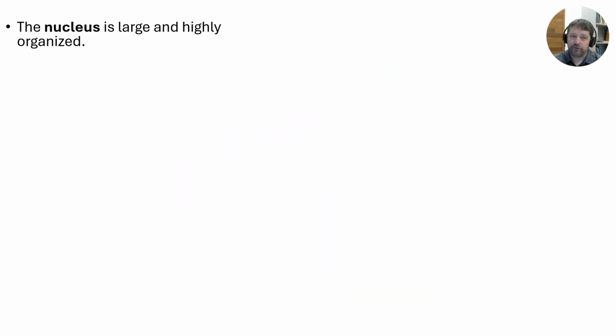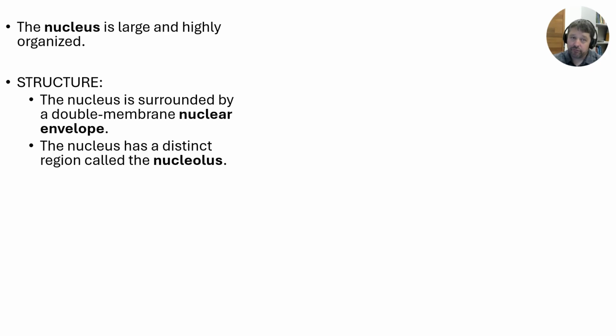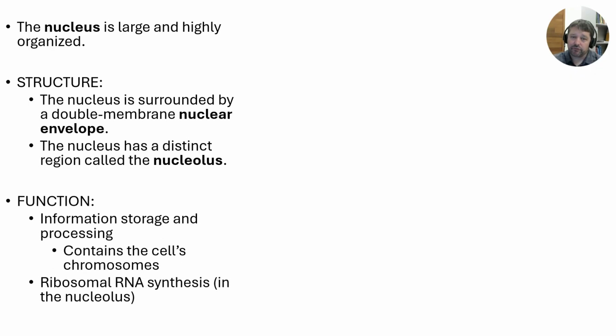All right, so let's dive into the nucleus. Okay? So the nucleus, highly organized. The nucleus is surrounded by a double membrane, a lipid bilayer called the nuclear envelope. There's also another region inside the nucleus called the nucleolus. The nucleolus is where ribosomal RNA is made. So it's basically the site where ribosomes can be constructed. You can build new ribosomes in the nucleolus or associated with the nucleolus.